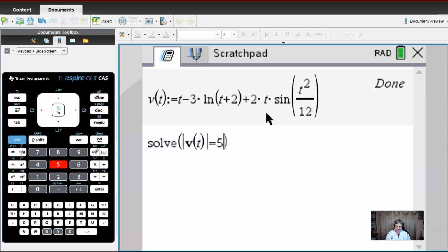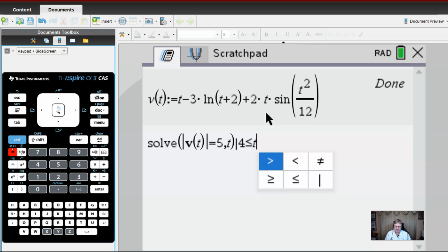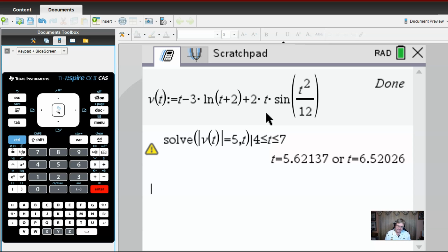We'll say, calculator, solve this for t. And then this really cool thing that I've taught my students in the past is we can put it such that afterwards we restrict our values of t to land between 4 and 7. So I'll just type in 4 less than or equal to t less than or equal to 7. Let's hit enter and see what happens. It seems like we have a favorable response. t is 5.62, t is 6.5, but neither one of those happens to be on our interval 4 to 7.